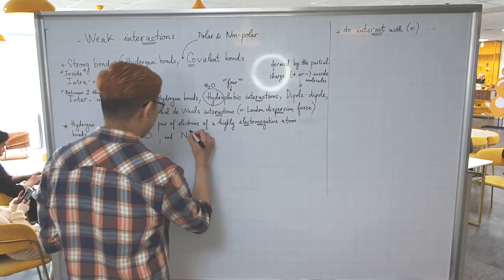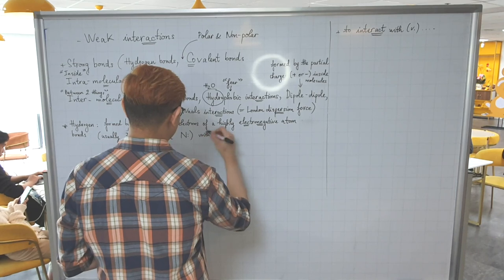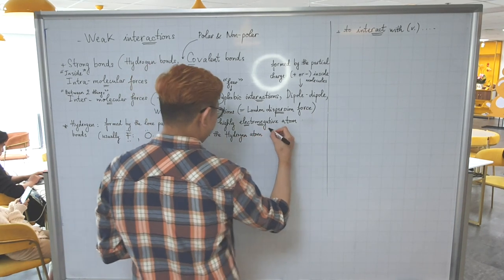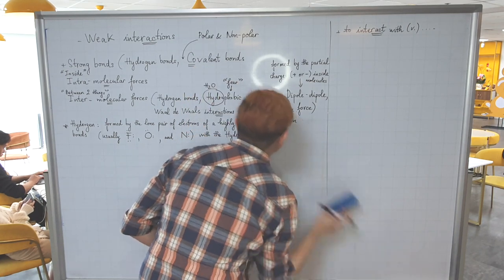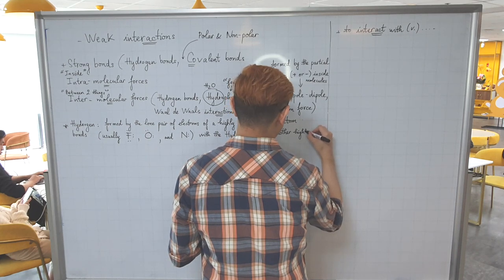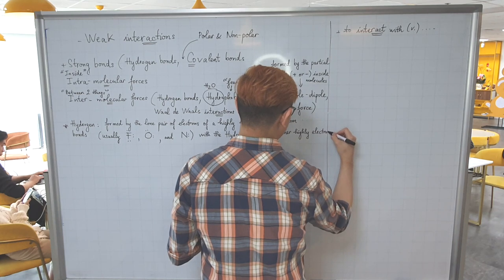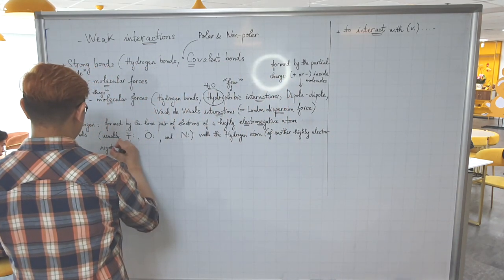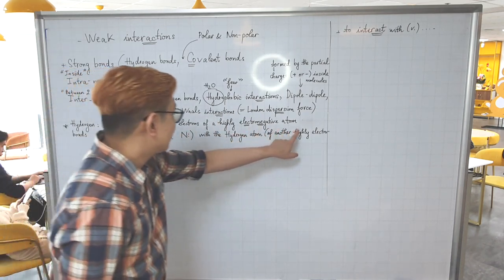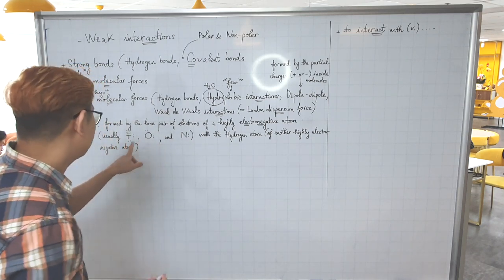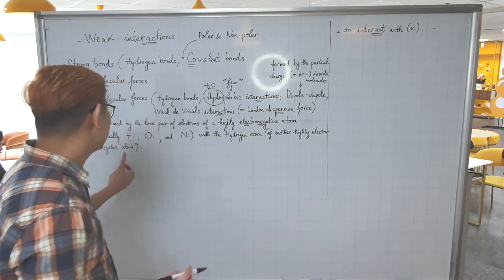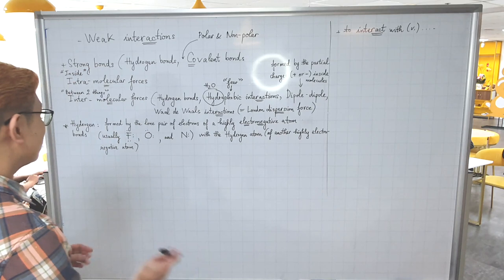These are the three cases with the hydrogen atom of another highly electronegative atom. Được tạo thành bởi cặp đôi electron tự do của một cái phân tử có độ ăn điện rất là cao, thường là ba trường hợp: fluorine, oxygen, and nitrogen. Với cái nguyên tử hydrogen của một cái nguyên tử có độ điện cao khác. Like just look at an example, you understand it.